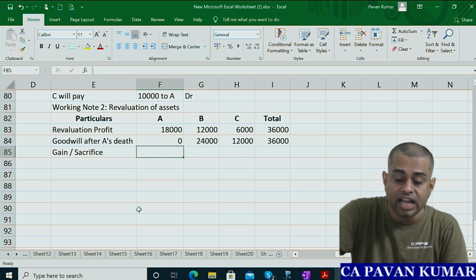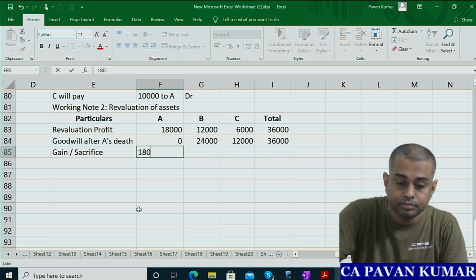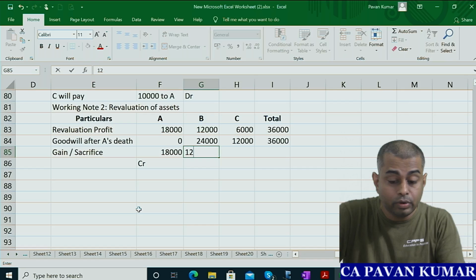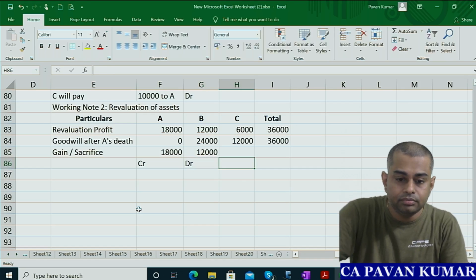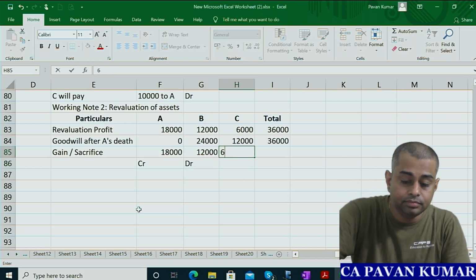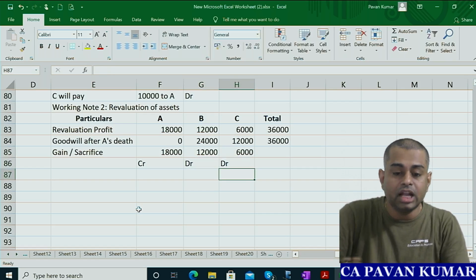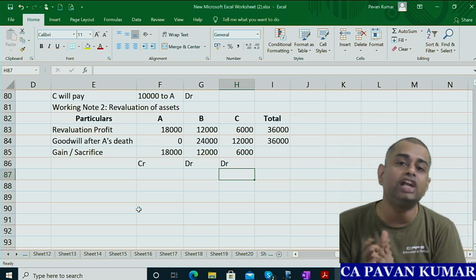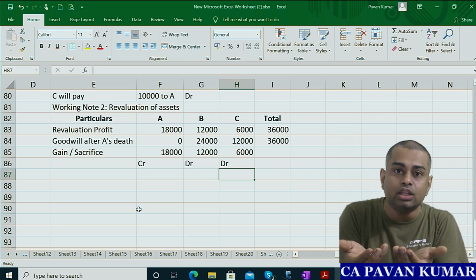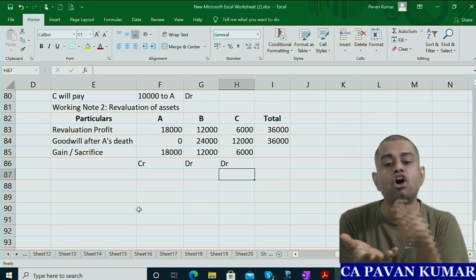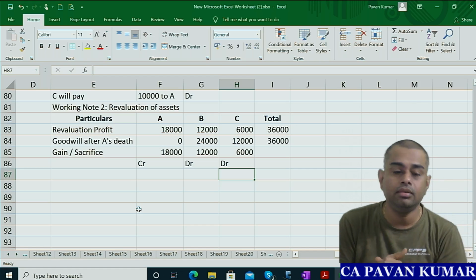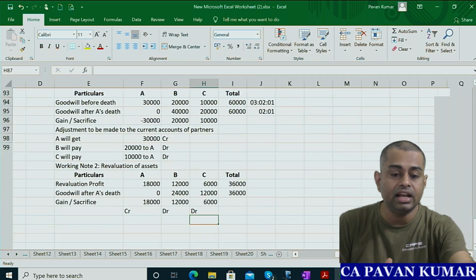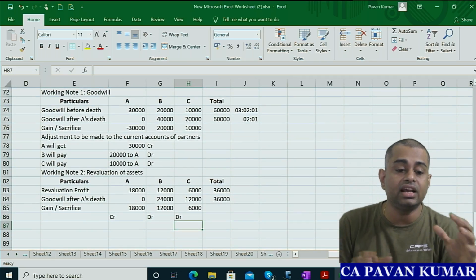So what is the gain or sacrifice? 18,000 credit. Here, what is your gain? 12,000 debit, 6,000 debit. That means effectively B will pay 12,000 to A, C will pay 6,000 to A. So A sacrificed 18,000 of revaluation profit. He got cash. That's all. So you understand these first two working notes. Working note 1 we calculated for goodwill, working note 2 we calculated for revaluation profit.